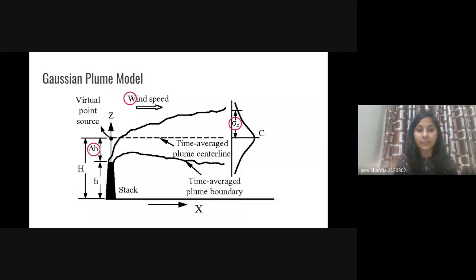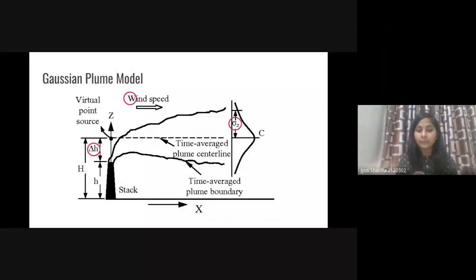This is the diagram on which the Gaussian plume model is based. Here you can see that we have a stack, for example a chimney. Out of that chimney a plume, or gas, is emanating, so we will call it a plume. The chimney is also known as the stack, out of which the plume, or let's say smoke, is emanating. The structure of this plume, we are assuming, is conical.